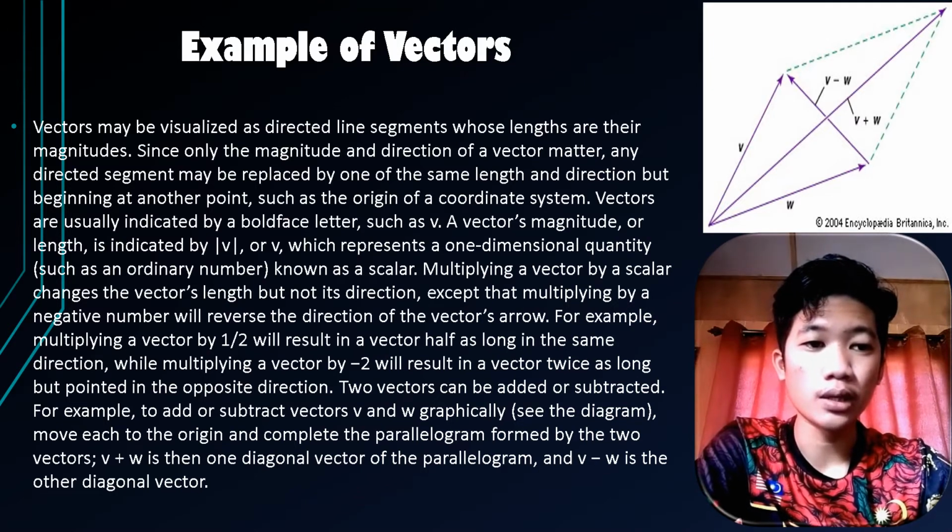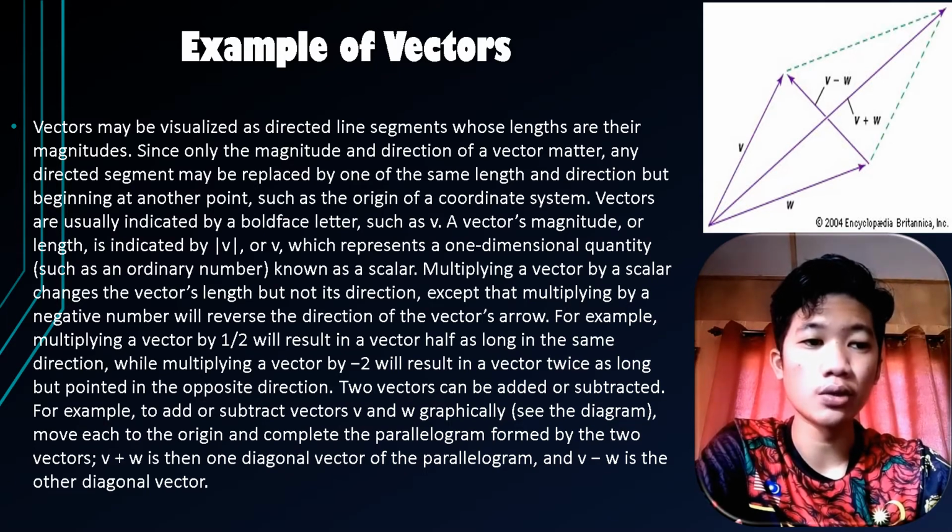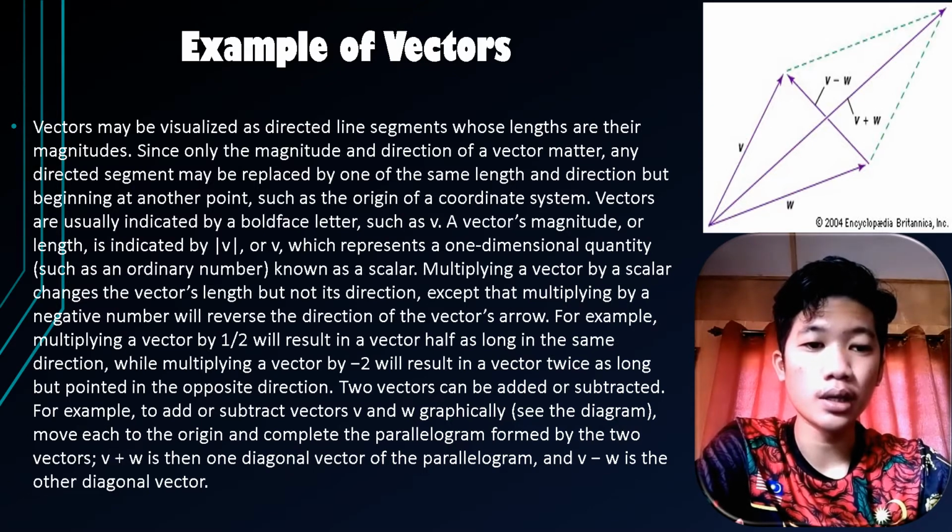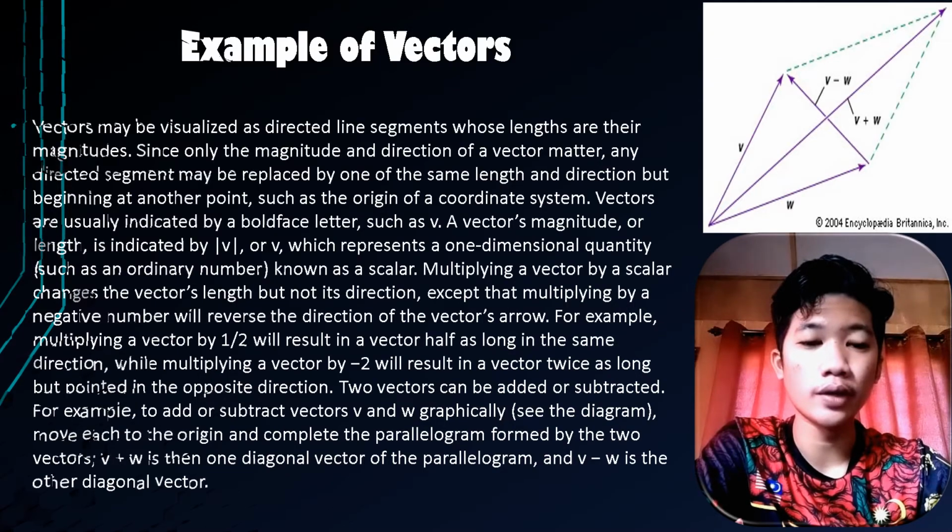For example, to add or subtract vectors v and w graphically, see the diagram: move each to the origin and complete the parallelogram. Formed by the two vectors, v plus w is then one diagonal vector of the parallelogram, and v minus w is the other diagonal vector.